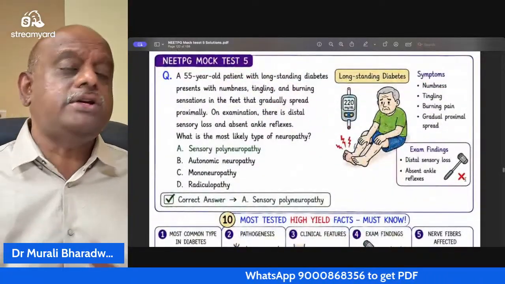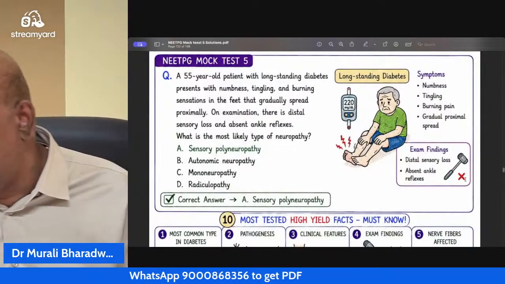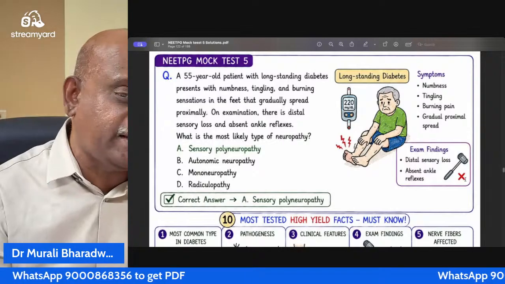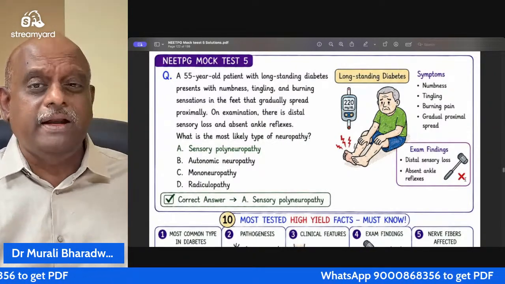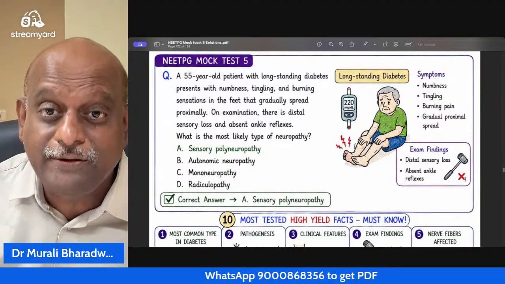Now, whenever long-standing diabetes is there, diabetes can lead to autonomic neuropathy, peripheral neuropathy, sensory motor neuropathy, sensory neuropathy in the stocking and glove distribution, with large fiber involvement affecting the vibration, sensory polyneuropathy classically.